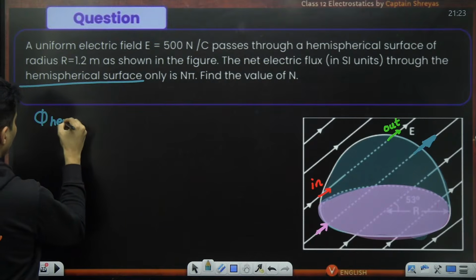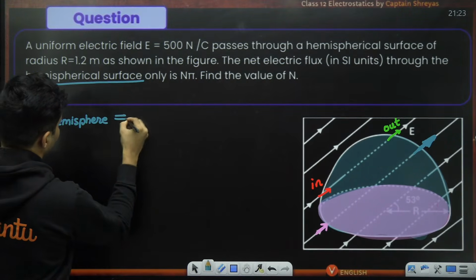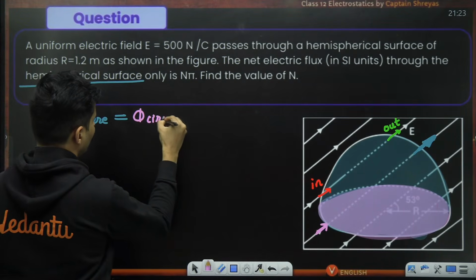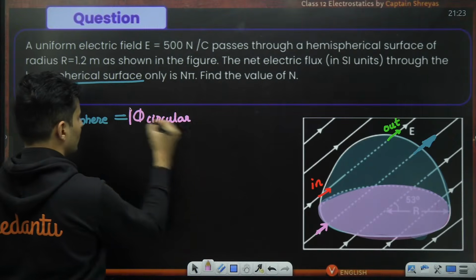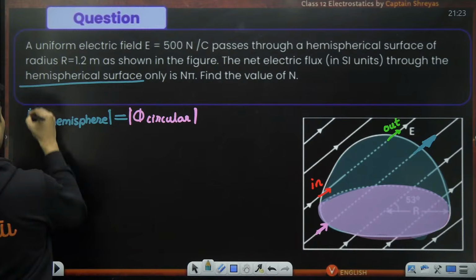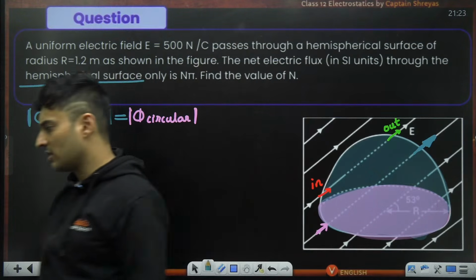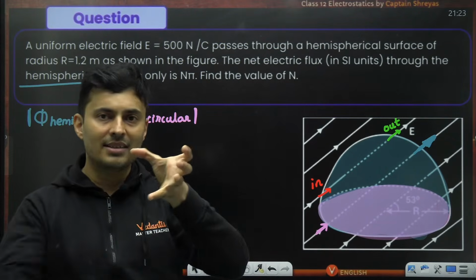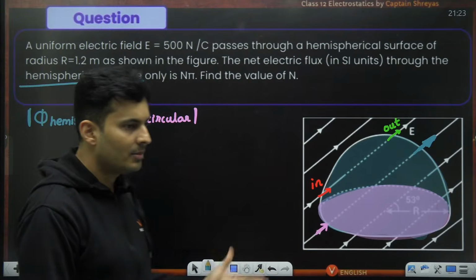So can I say that the net flux through the hemisphere is exactly equal to the flux through the circular base, magnitude wise, of course. We are talking about magnitude only. Whatever flux goes through this base also goes through the curved surface. Everyone? Yes. Hemispherical means half of a sphere; the half of a sphere is a hemisphere.